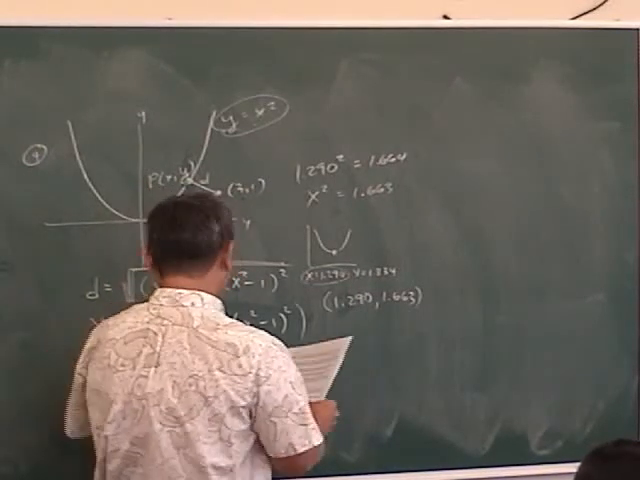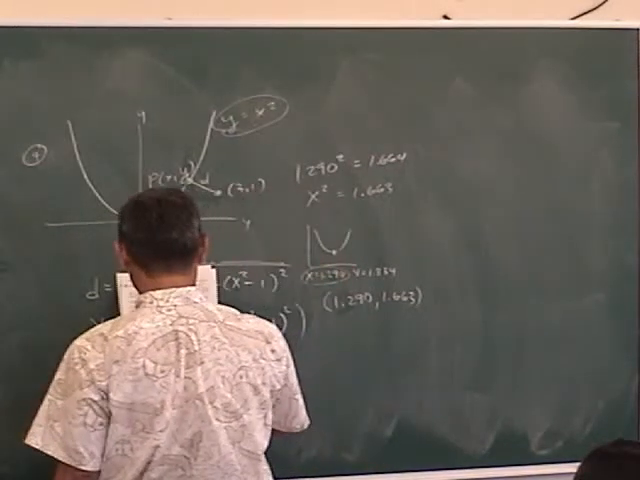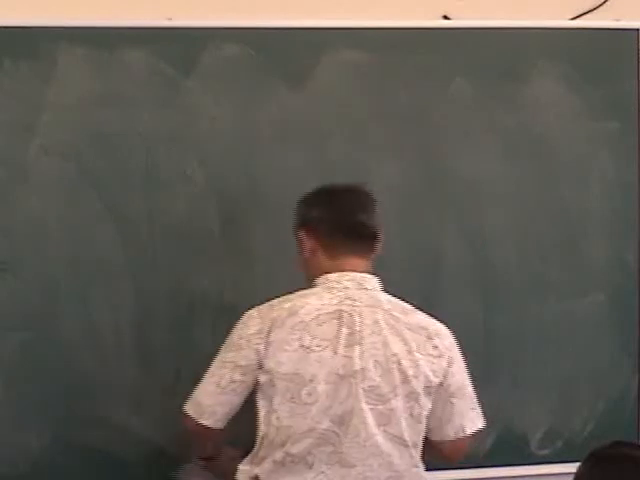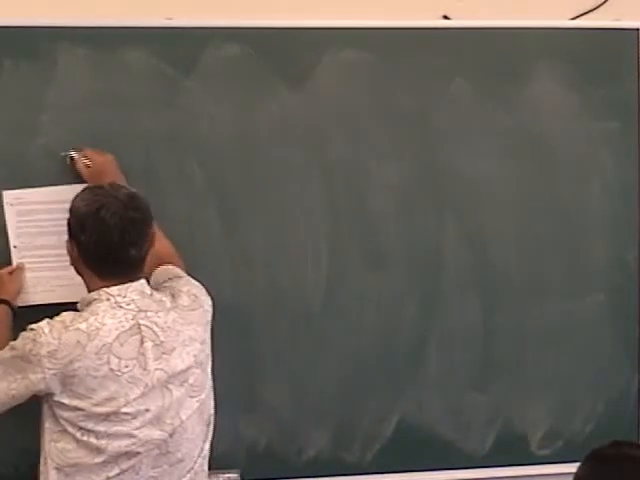Okay, one more and we're done. Which one are we doing? I kind of forget. 7. Okay. That was kind of fun. These are all fun. Number 7.